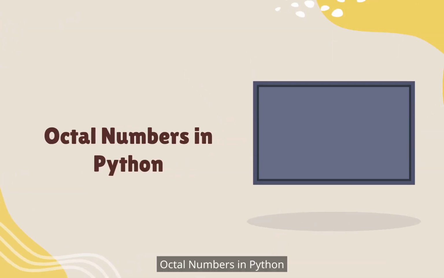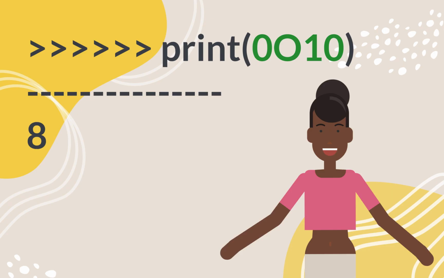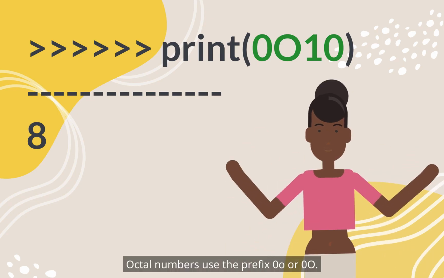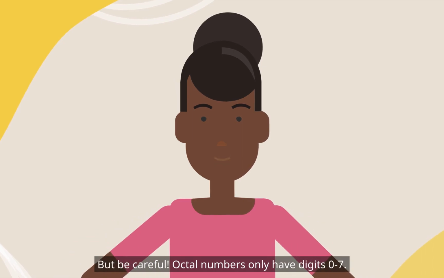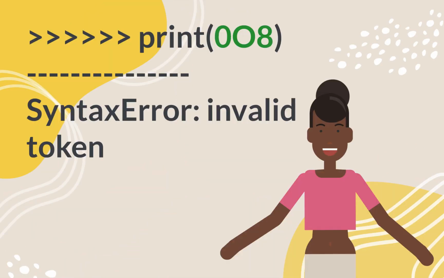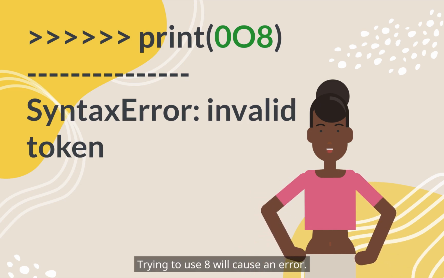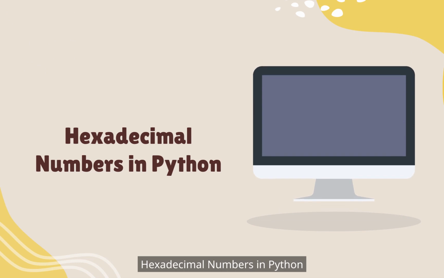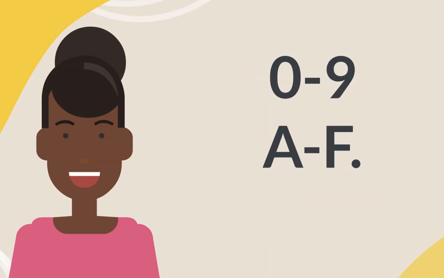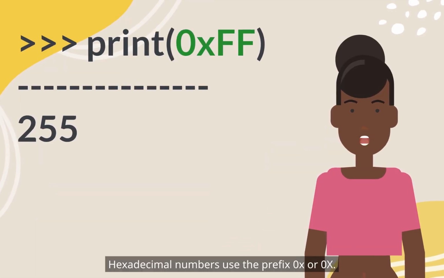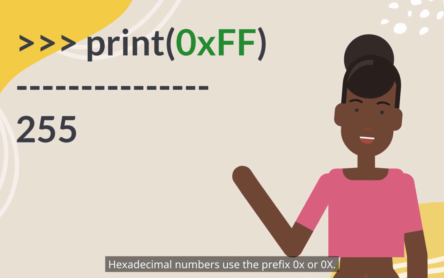Octal numbers in Python. Octal numbers use the prefix 0o or 0O. But be careful. Octal numbers only have digits 0 to 7. Trying to use 8 will cause an error. Hexadecimal numbers in Python. These numbers have digits 0 to 9 and A to F. Hexadecimal numbers use the prefix 0x or 0X.